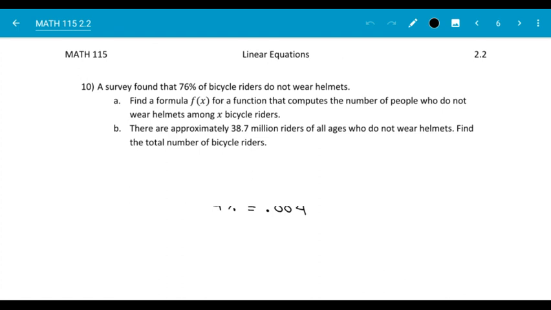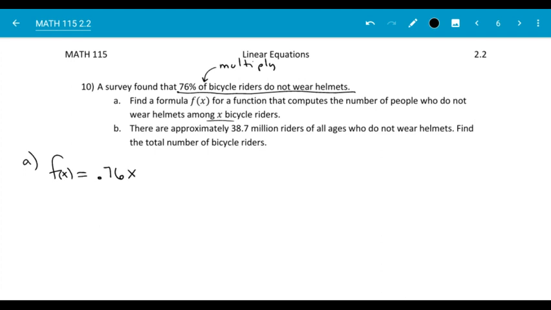And here it says a survey found that 76% of bicycle riders do not wear helmets. "Of" is a mathematical word implying multiply. When you see "of," that almost always implies a multiplication. So find a formula f of x that computes the number of people who do not wear helmets among x riders. So f of x equals 76%, which is 0.76, of means multiply by x. That's your whole function right there. F of x equals 0.76 times x.